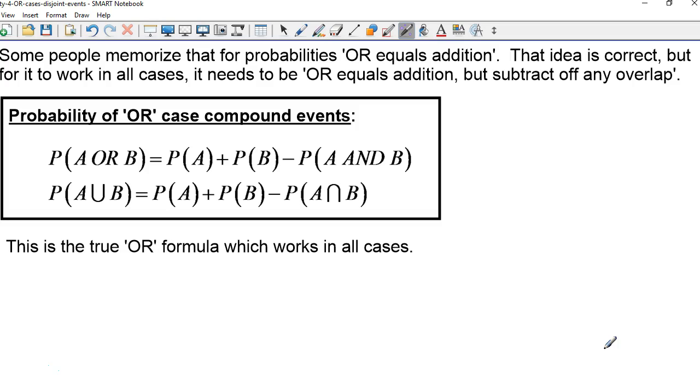So some people correctly memorize that for probabilities OR equals addition, that we should add probabilities in OR cases. That idea is correct, but for us to have it work in all cases, it really needs to be modified slightly. It should be OR equals addition, but subtract off any overlap. So here is the true OR formula that works in all cases. The probability of an event A or B occurring is the probability of A plus the probability of B minus the probability of A and B occurring. That's the true OR formula. Okay, so that's the one that we're going to use in so many examples. It's one of the major formulas that's used in solving probability problems.